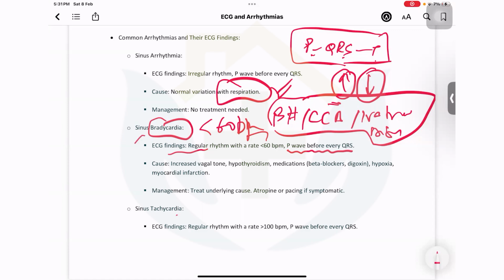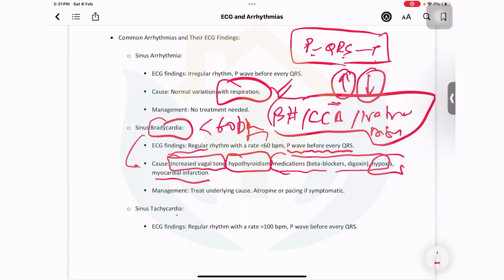The causes of sinus bradycardia are physiological, such as increased vagal tone; pathological, such as thyroid disorders; and iatrogenic causes are drugs like beta blocker, digoxin. Environmental causes are hypoxia, and another disease condition is myocardial infarction with right coronary artery involvement, or maybe inferior wall.